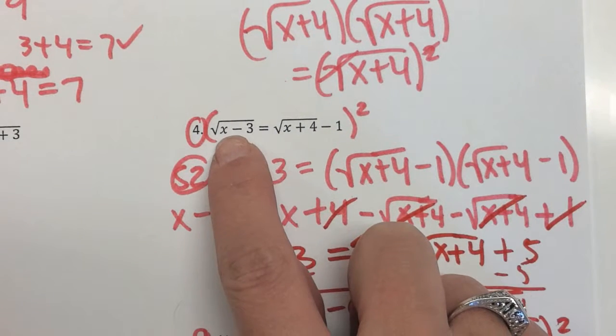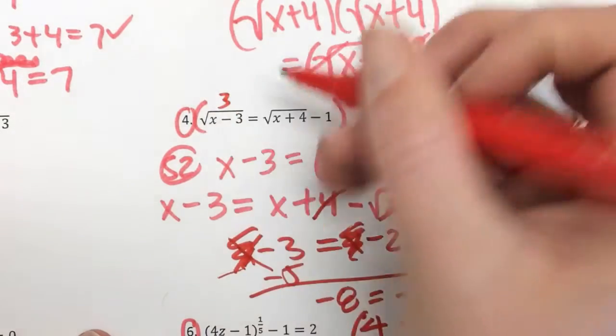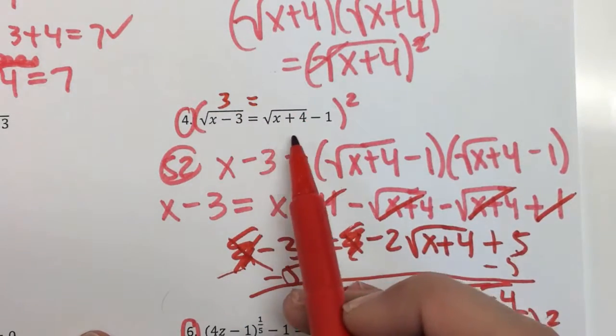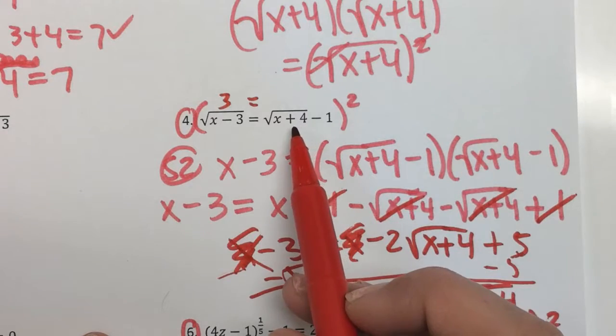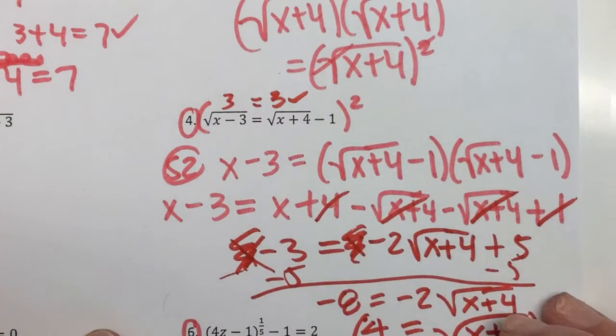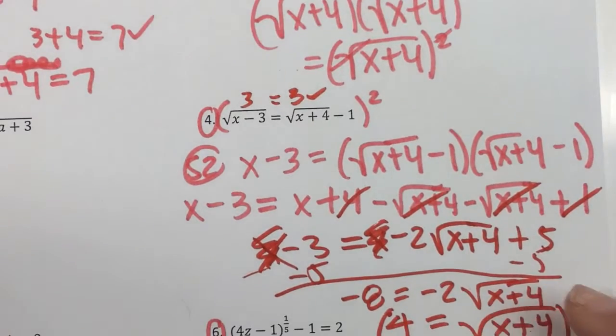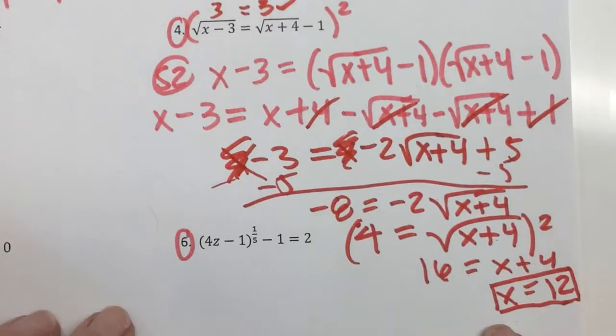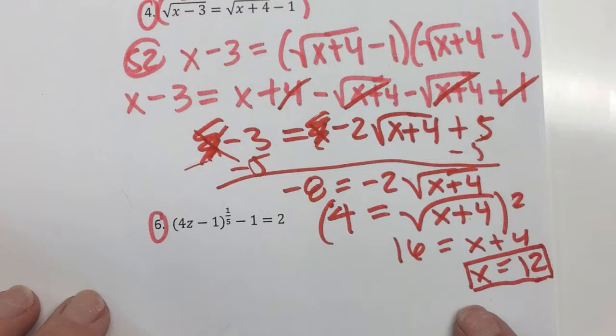Alright, 12 minus 3? Square root of 9? Good. Equals 12 plus 4? Square root of 16? Minus 1? And I know what you're thinking, like this is always going to check out, but it's not, I promise. You'll see. Questions about that?